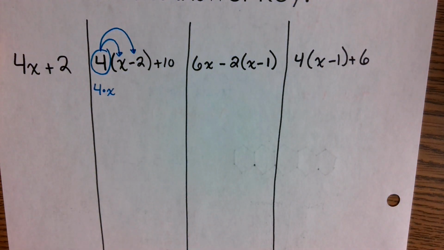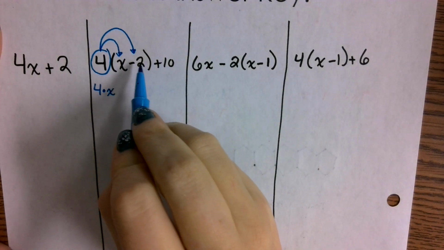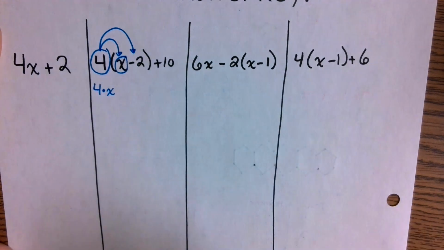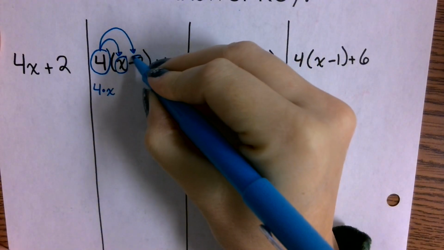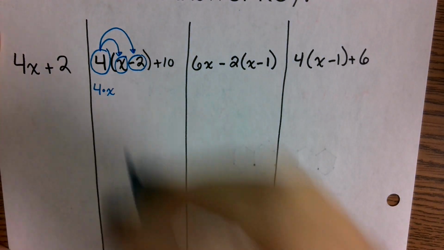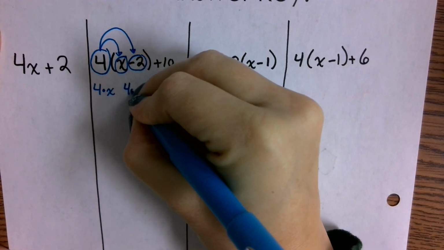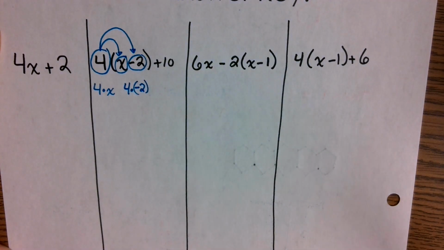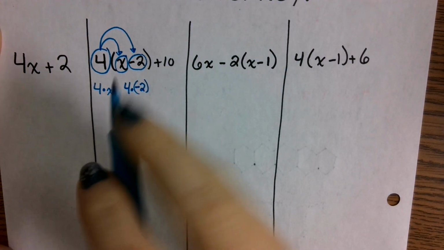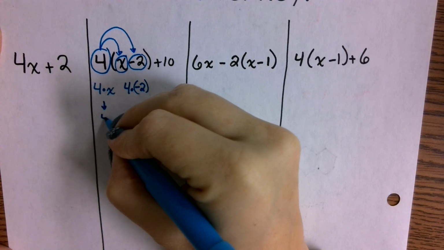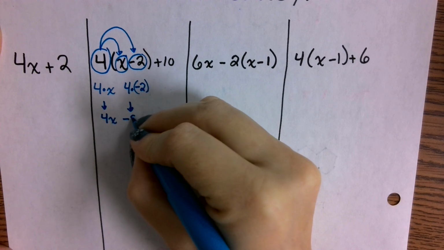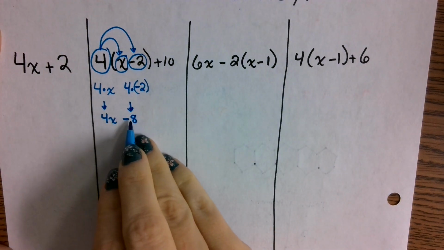Logan? Negative 2. So a lot of people look at it and go, oh, it's just a 2. That minus sign belongs to whatever it's in front of. So we have the x as a single term, and this negative 2 as a single term. So we're going to do 4 times negative 2. 4 times x is going to come out to 4x. 4 times negative 2 is going to come out to negative 8. So then we have 4x minus 8.